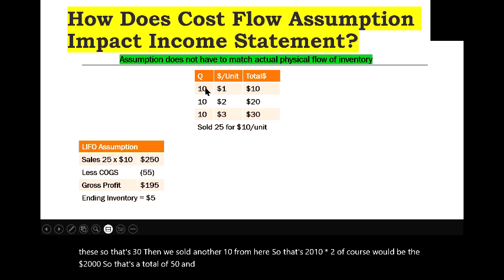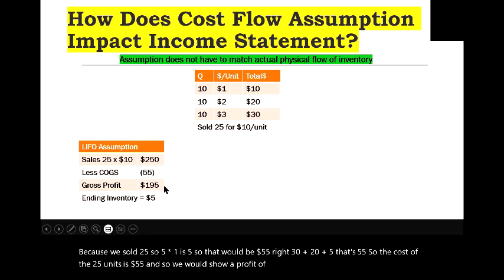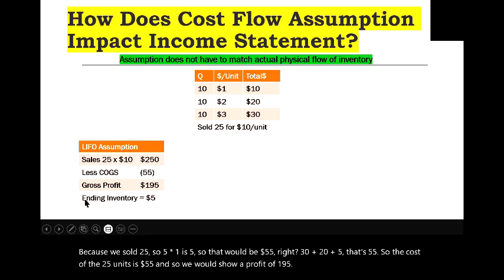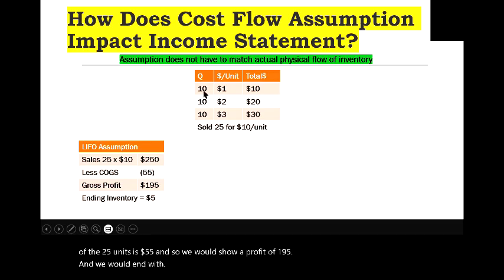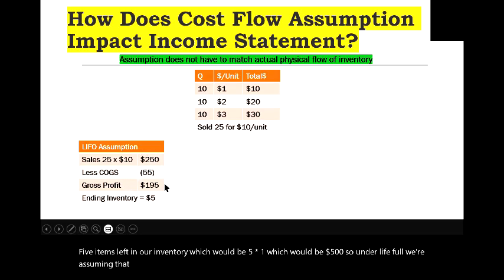And then we would sell 5 from here because we sold 25, so 5 times 1 is 5, so that would be $55, right? 30 plus 20 plus 5. That's 55. So the cost of the 25 units is $55. And so we would show a profit of $195. And we would end with 5 items left in our inventory, which would be 5 times 1, which would be $5.